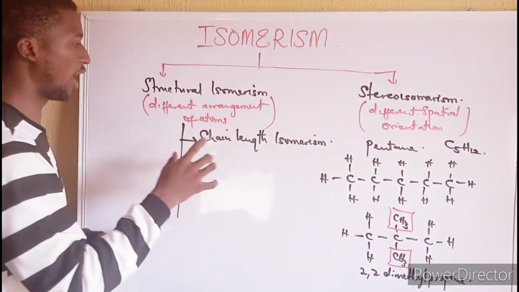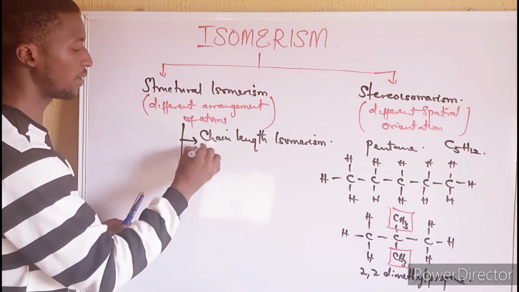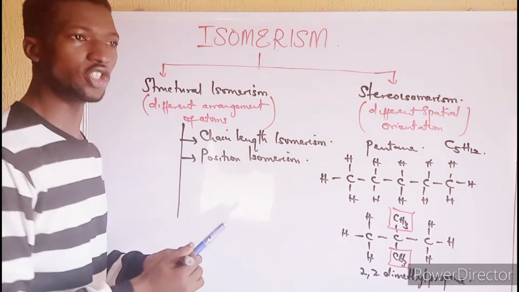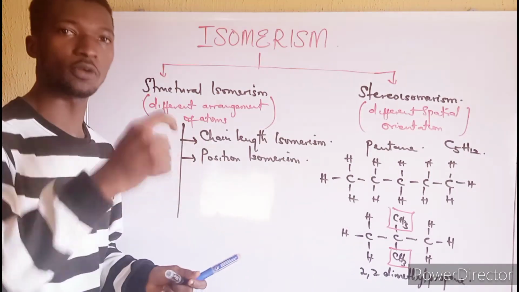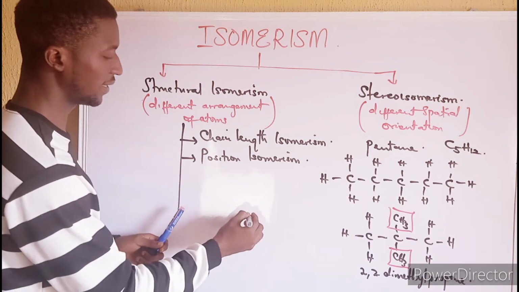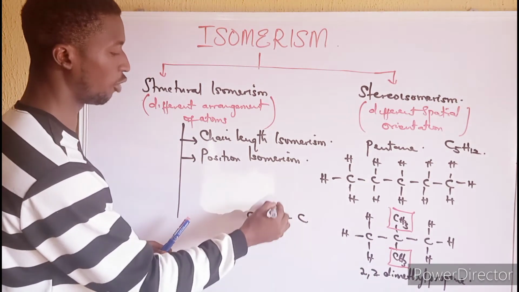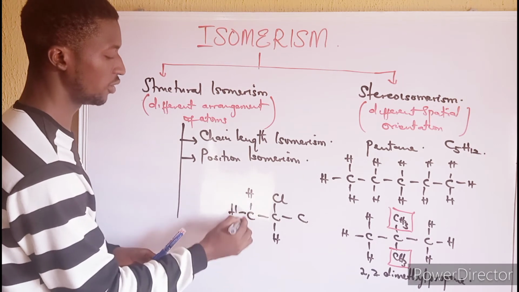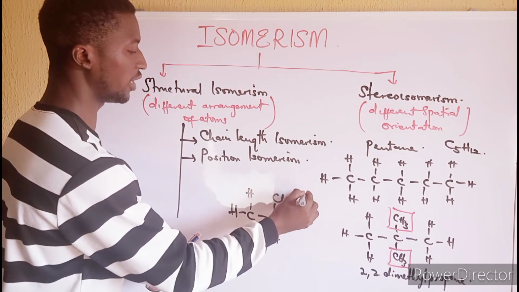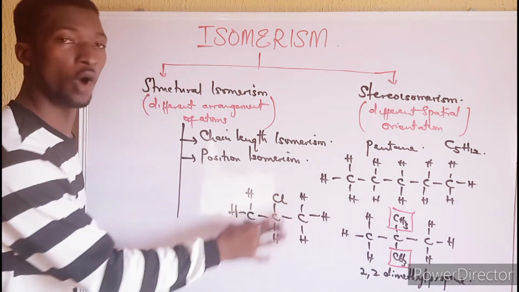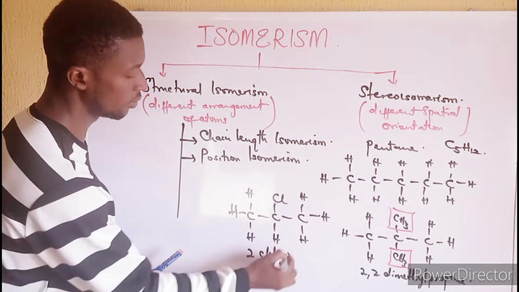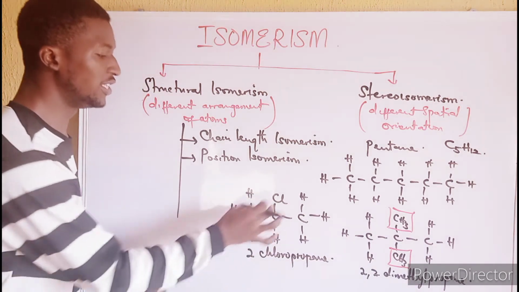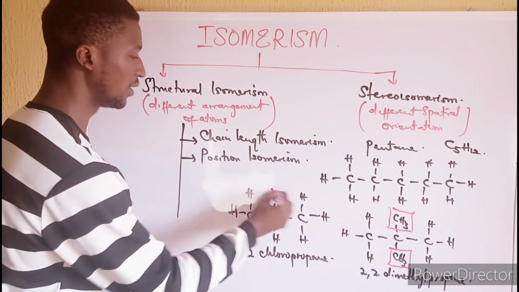Now let's move to another type of structural isomerism, which is referred to as position isomerism. Position isomerism occurs when the position of the substituent is changed. In this case, we can have something like C, C, C, with 3 carbons, Cl, and hydrogens on the remaining positions. We call this 2-chloropropane, since the chain length is 3, so it is propane. However, the position of the substituent, chlorine, can be changed.